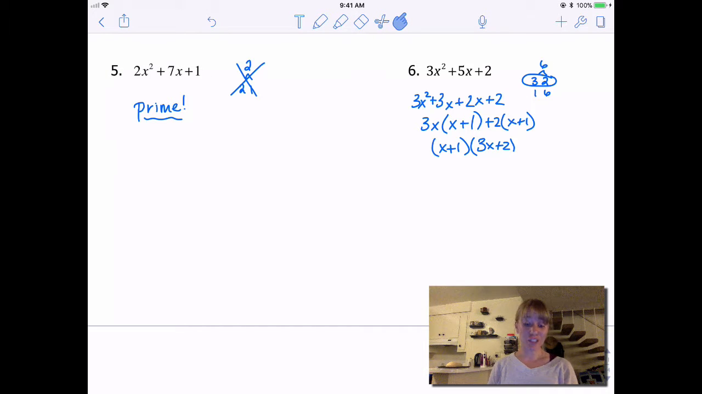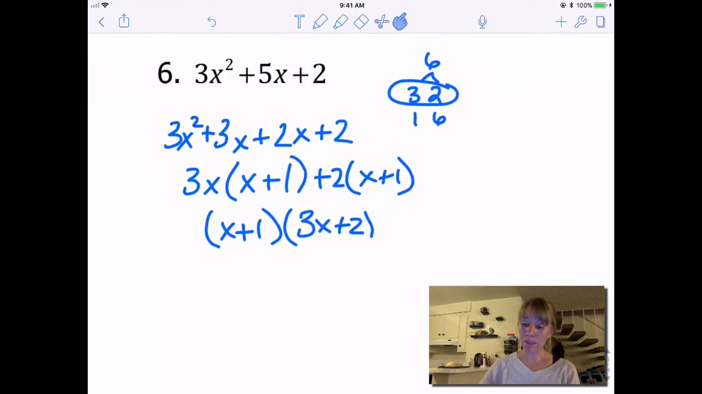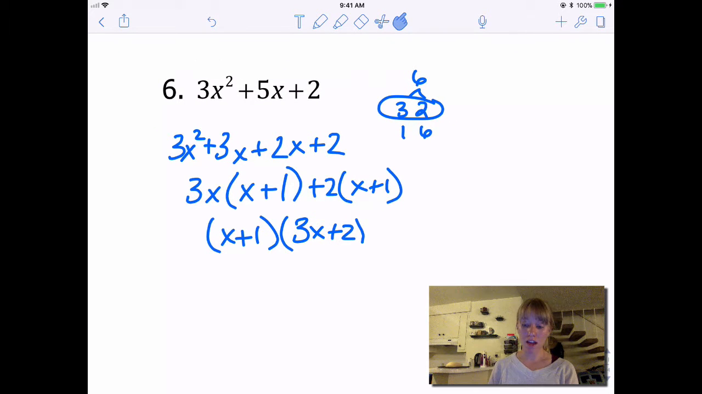So number 5 is actually prime. You'll notice that when you multiply AC, 2 times 1 is just 2. And there's no way I can make 2 and 1 add up to 7. So that one's just prime. And then number 6, when we multiply 3 times 2, we get 6. So we do have factors that add up to 5. Once you do your work out, you get x plus 1 times 3x plus 2. You do have to get all the way here.